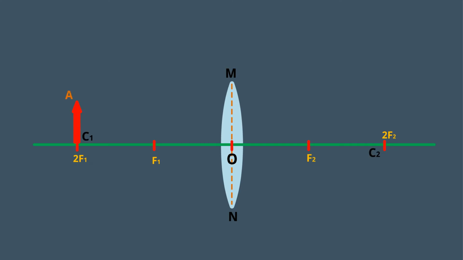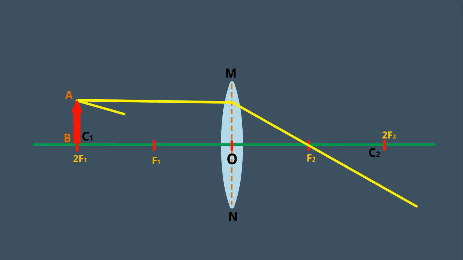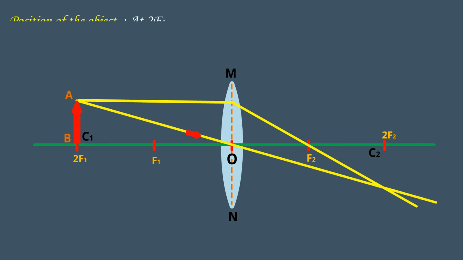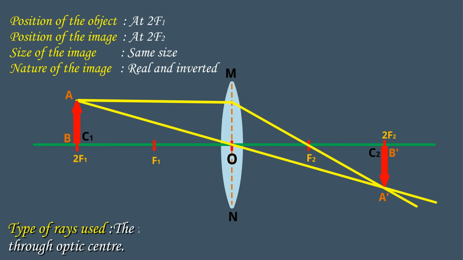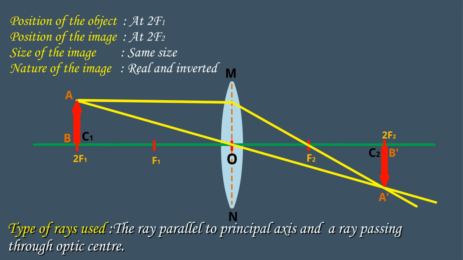Second position, at 2f1 of a convex lens. Here we have to consider a parallel ray. After refraction, it passes through principal focus. Second ray, a ray passing through the optical center, which does not undergo refraction or deviation. So where these two will meet, we will get an image whose position is at 2f2. Nature is real and inverted, and its size is the same as that of the object.